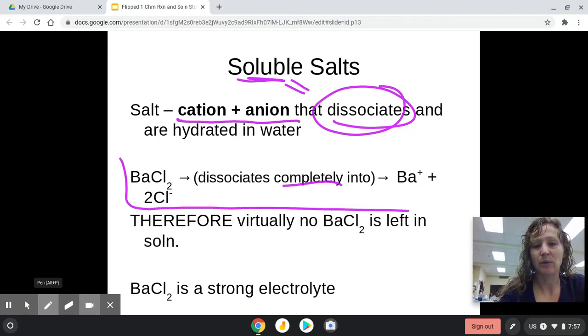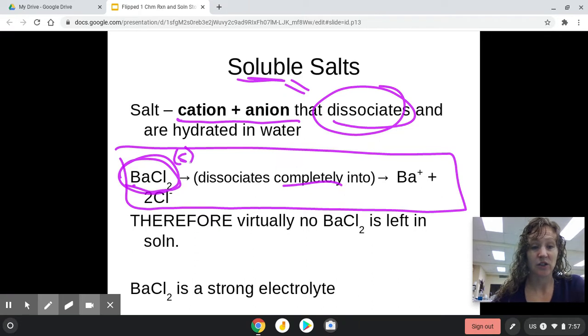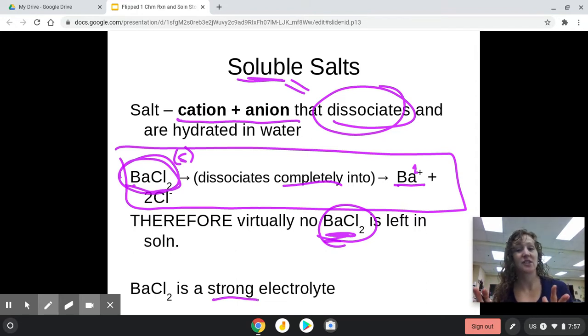Here's an example with barium chloride. If you start with solid barium chloride and you put it into water, it's going to dissociate completely into barium, that should be a 2+, and 2 chlorides. So there's virtually no solid form, no lattice form, no crystal form of barium chloride left in the solution, which means barium chloride is a strong electrolyte. You put it in solution, it completely breaks into ions. You have lots of ions present to carry that charge.